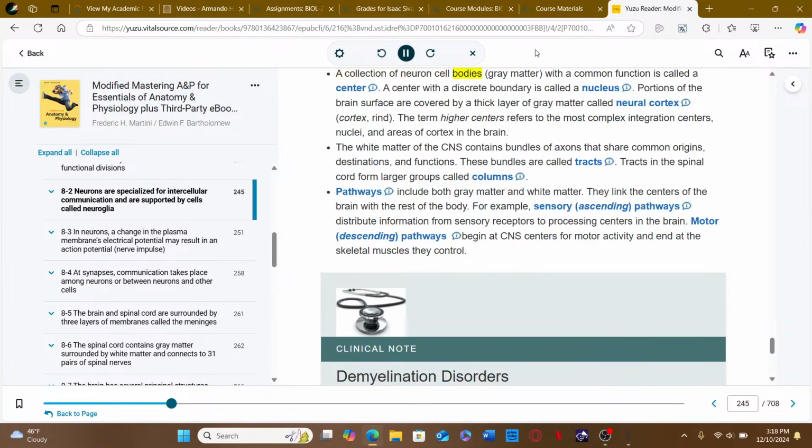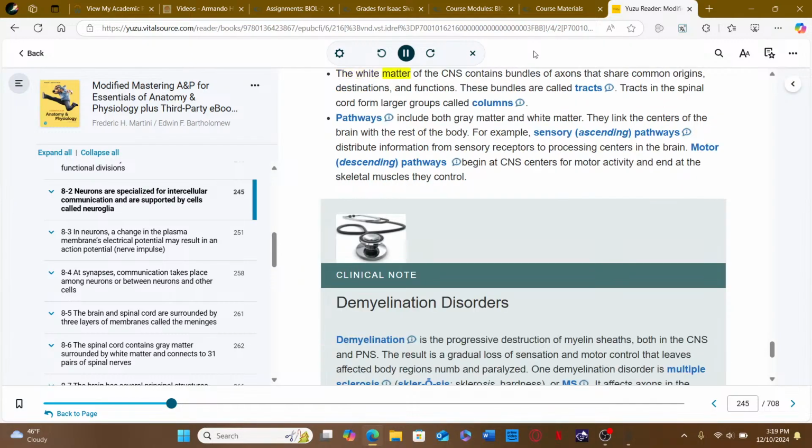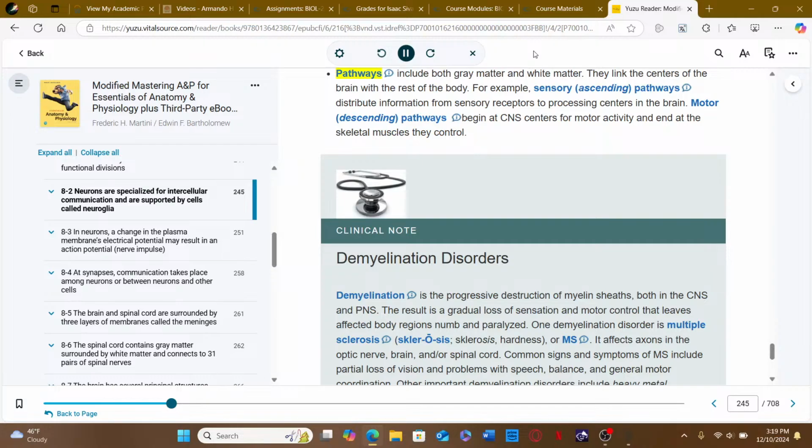A collection of neuron cell bodies, gray matter, with a common function is called a center. A center with a discrete boundary is called a nucleus. Portions of the brain surface are covered by a thick layer of gray matter called neural cortex, meaning rind. The term higher centers refers to the most complex integration centers, nuclei, and areas of cortex in the brain. The white matter of the CNS contains bundles of axons that share common origins, destinations, and functions. These bundles are called tracts. Tracts in the spinal cord form larger groups called columns.